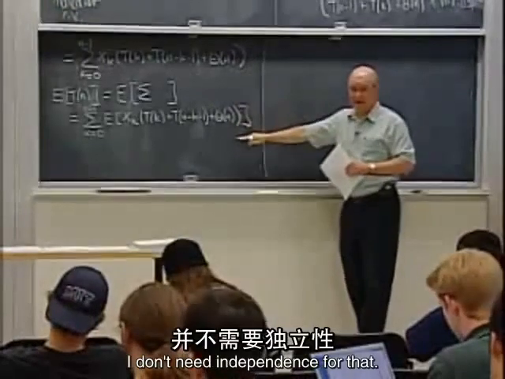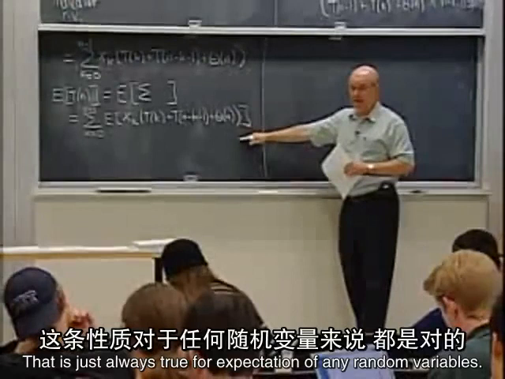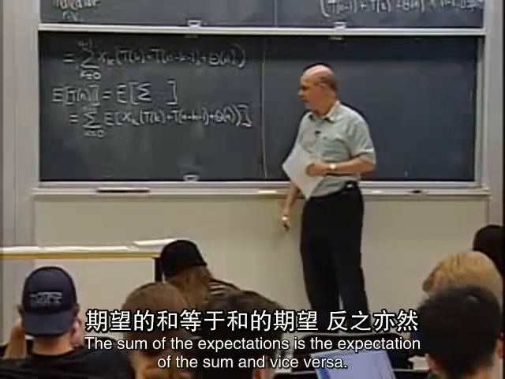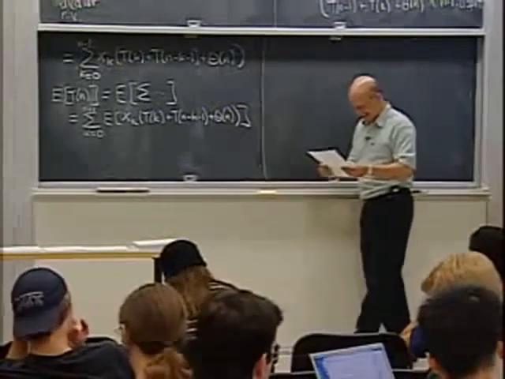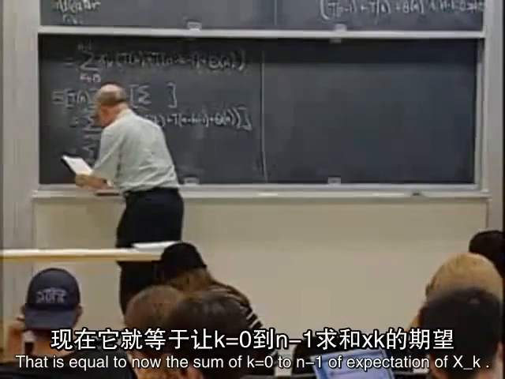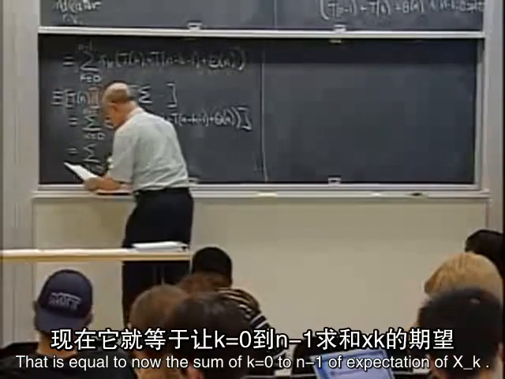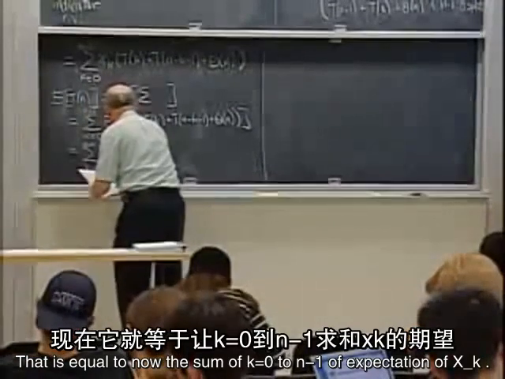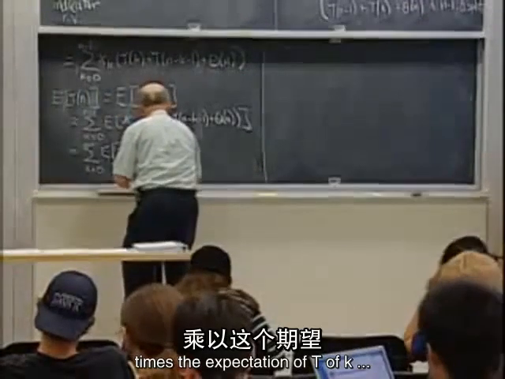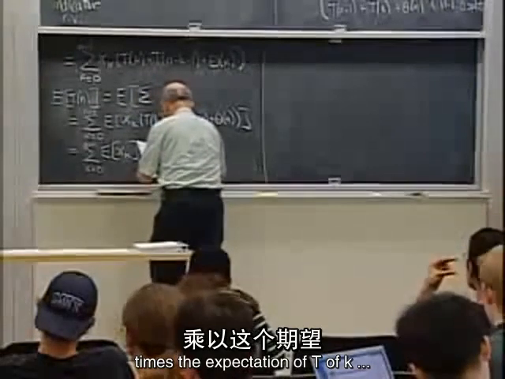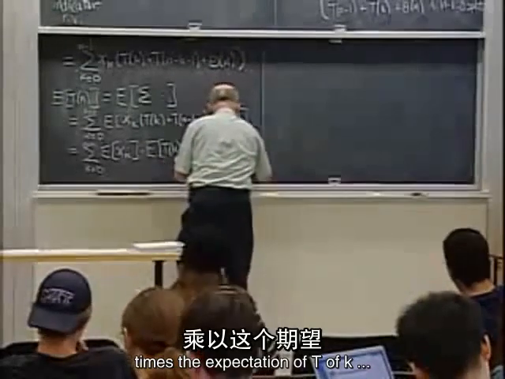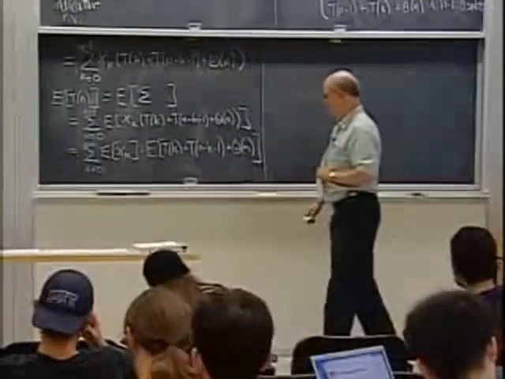I don't need independence for that. That's just always true for any random variables. The sum of the expectations is the expectation of the sum and vice versa. So here we did the vice versa. So that's equal to now the sum of k equals 0 to n minus 1 of the expectation of X sub k times the expectation of T(k). So why is that true?